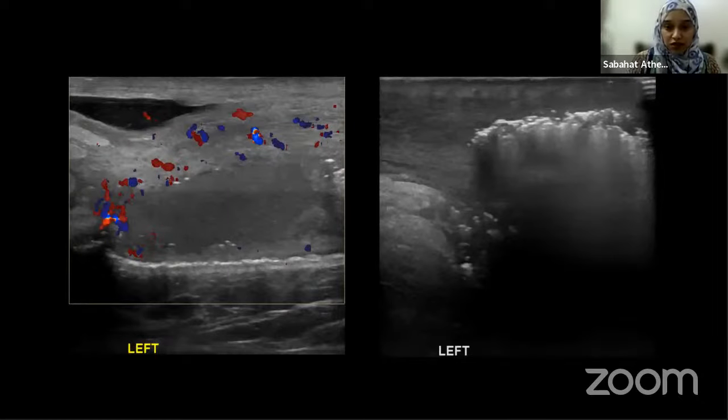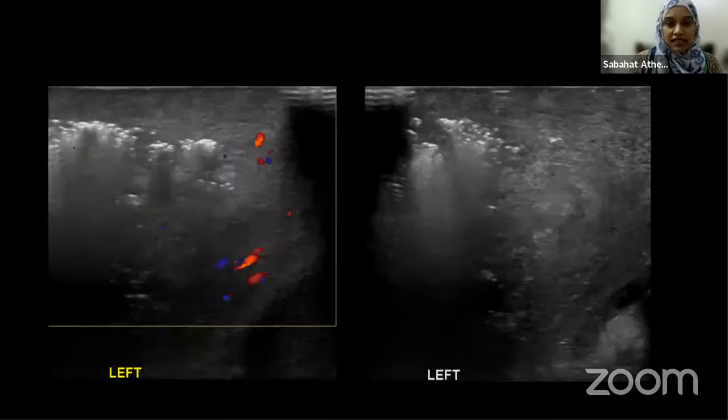Once the patient was in the room, the ultrasound tech called me to see the case. And when I entered the room, guys, it had such a pungent smell. And it was hard to even scan the patient. So these are the selected images. What do you think is happening here?